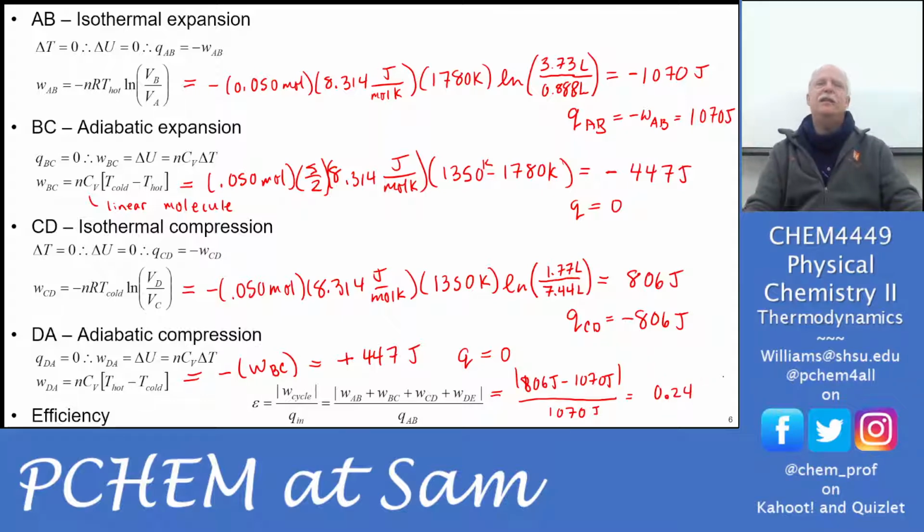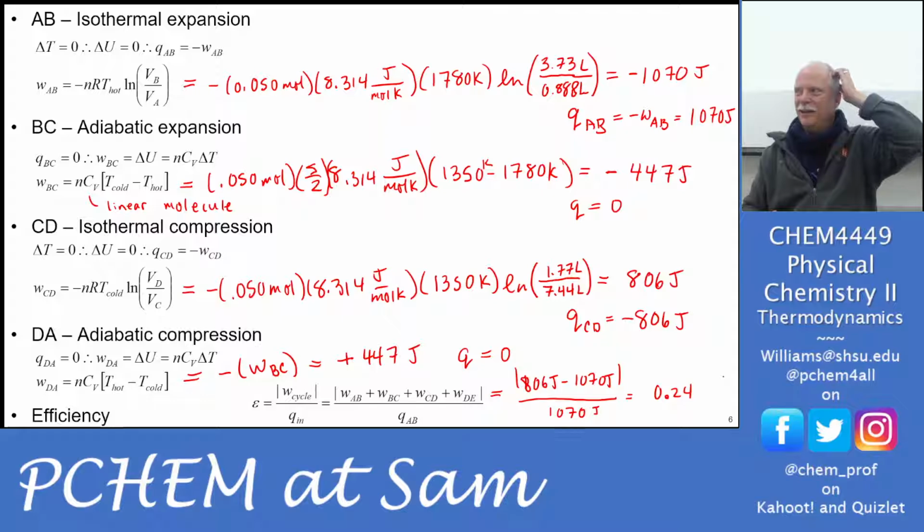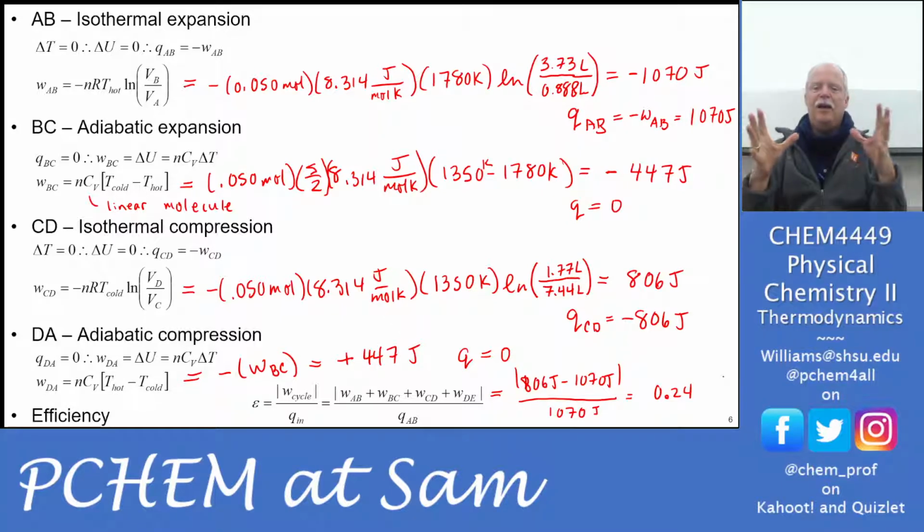So we get the same efficiency that we got with the temperatures. So that's satisfying. After doing all of this math, we get to the same endpoint. Okay, so it's a 24% efficient engine at turning that heat. So we put in 1070 joules of energy, and we got like 260 joules of work out.